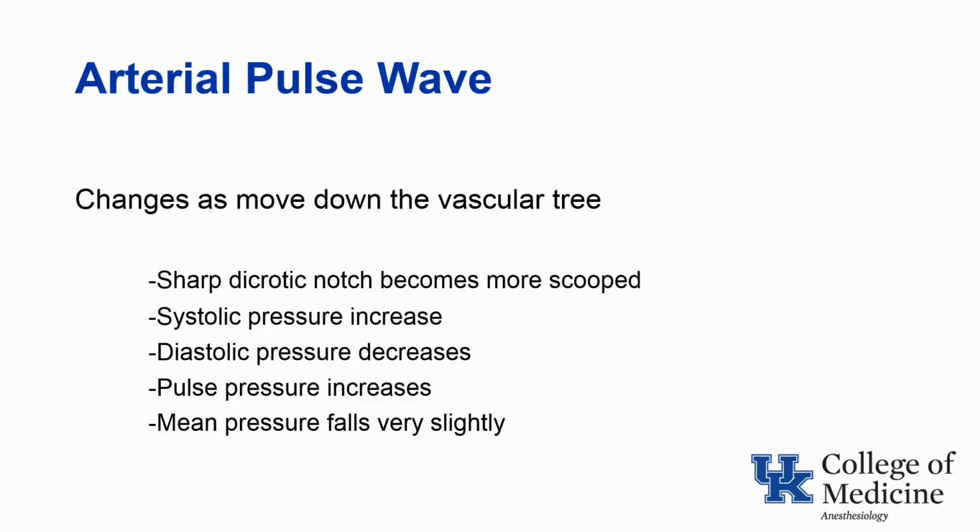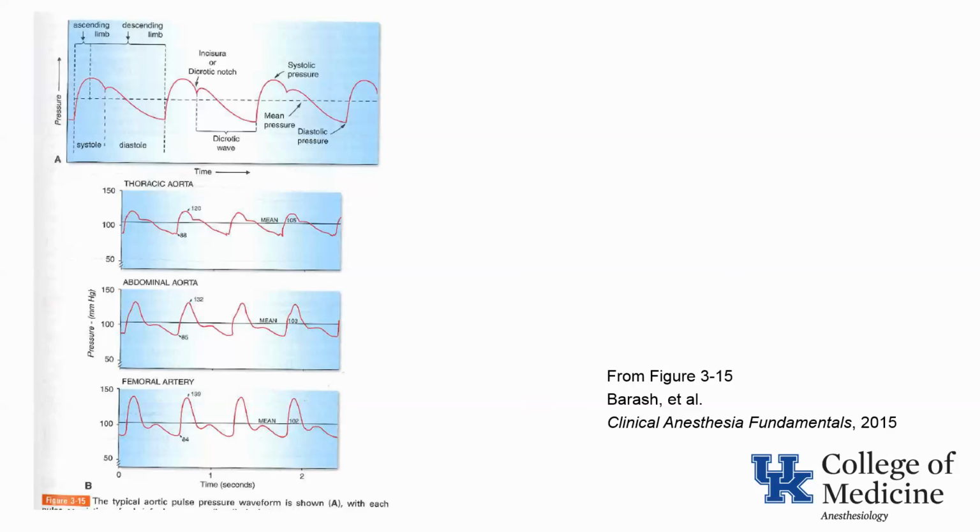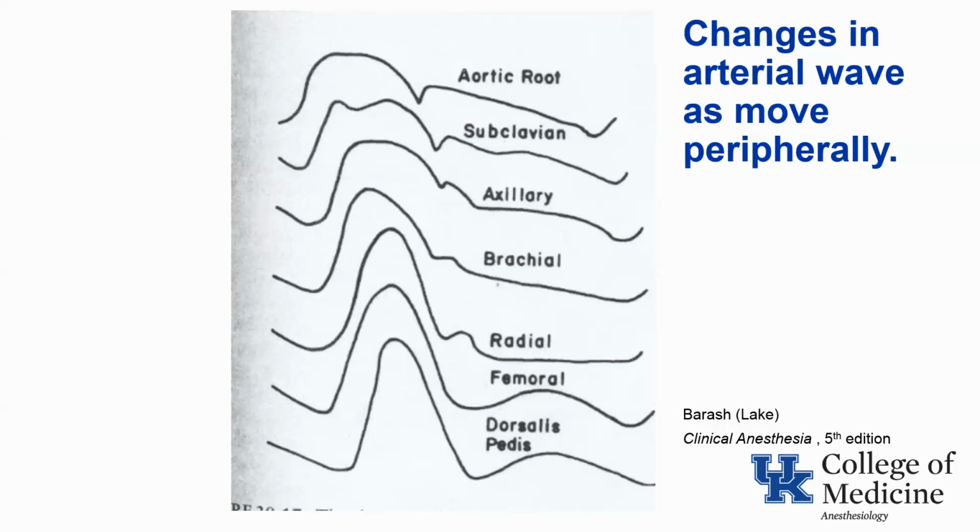The sharp dicrotic notch becomes more scooped. Systolic pressure increases, diastolic pressure decreases, pulse pressure increases, but mean arterial pressure falls very slightly. This diagram from Barish shows the changes in the arterial waveform as one moves progressively down the arterial system, and this is another diagram from an earlier edition of Barish's textbook.